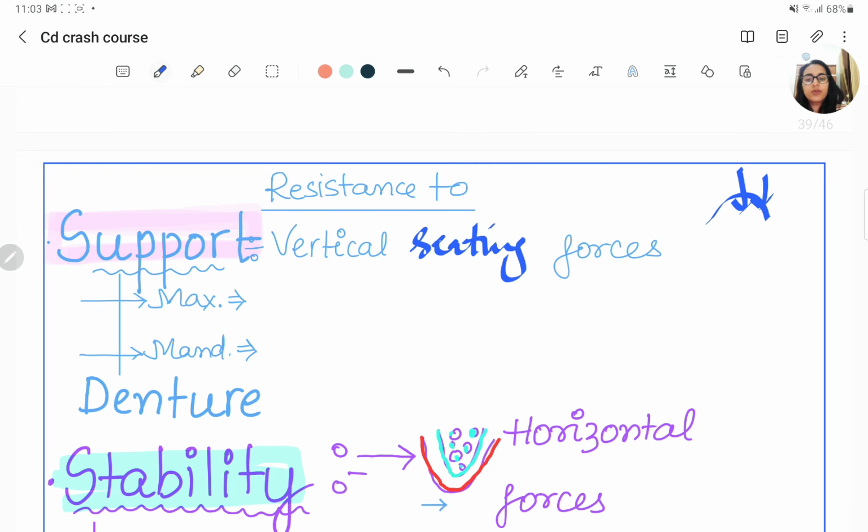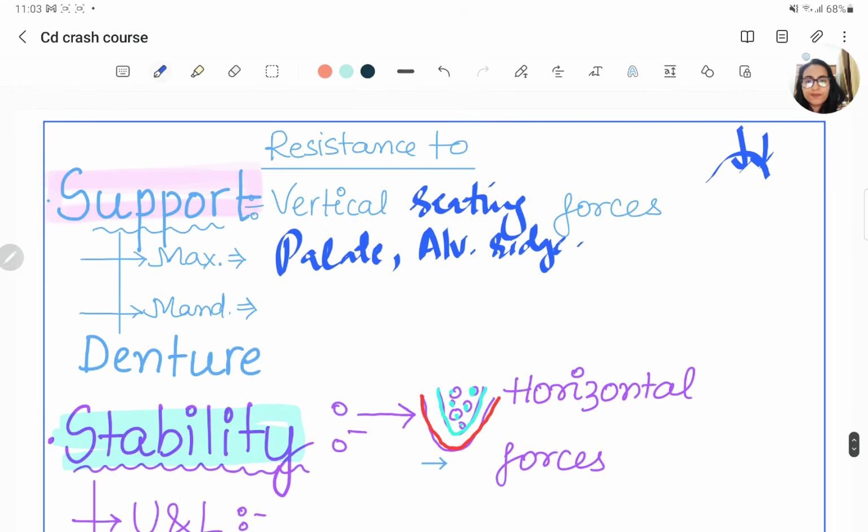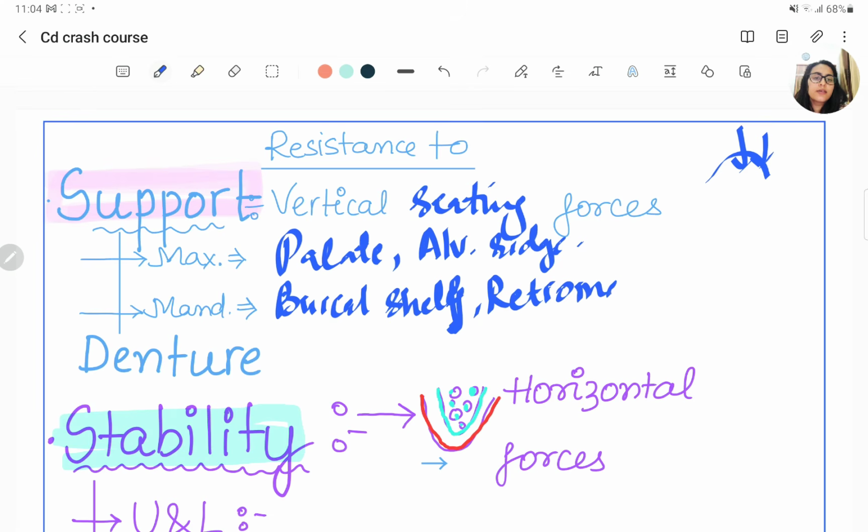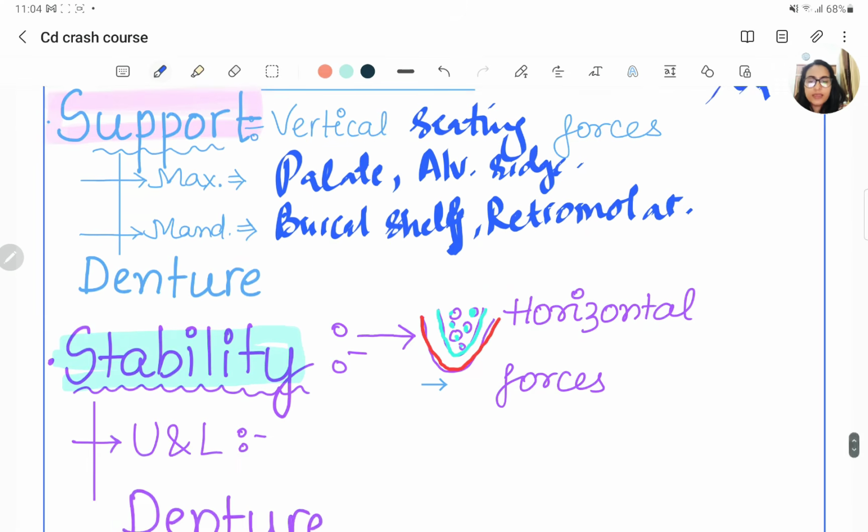In the maxilla, support is provided by the palate, of course. We talked about maxillary support being via the palatine bone and the palatine process of the maxillary shelves. So the palatine bone as well as the alveolar ridge provide the support to the maxilla. Support is always via the bone, right? So that is the support. In the mandible, we have the buccal shelf area providing support as well as the retromolar pad. The retromolar pad principally provides retention, but it also provides support.